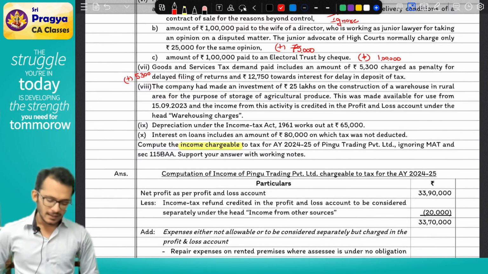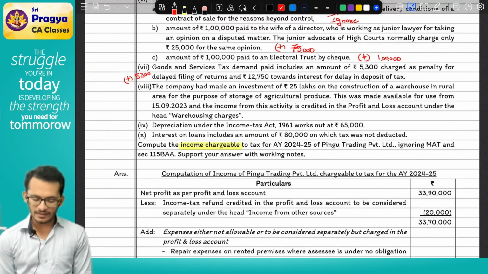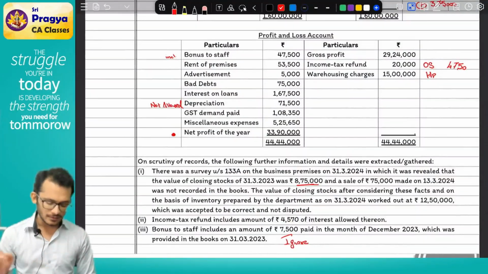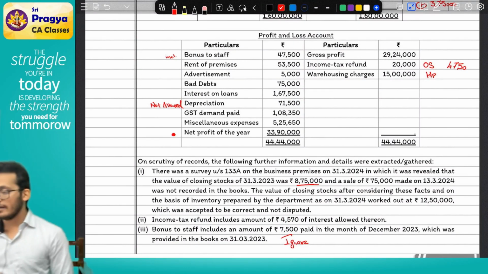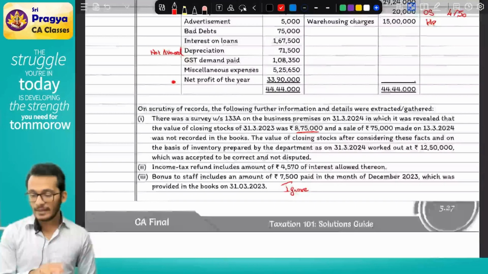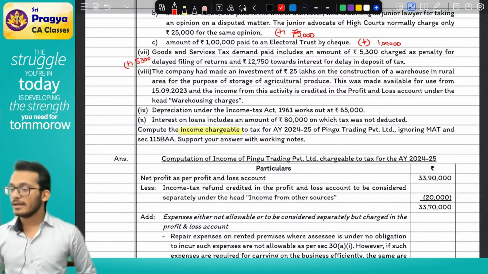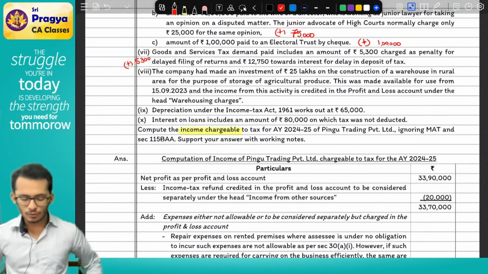Next, it says interest on loan includes an amount of 80,000 on which tax was not deducted. Now, what is the interest on loan given? 1,67,500. Out of that 1,67,500, on 80,000 there is no TDS. What will you do, Rahul?